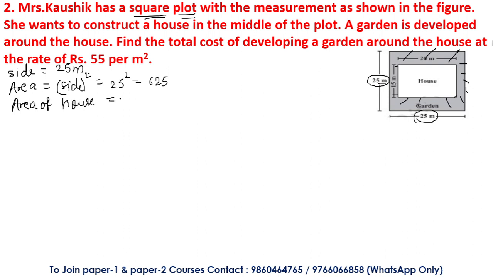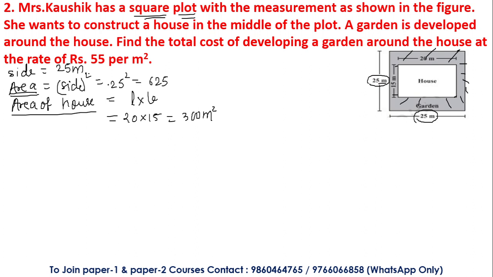So this is equal to, now the house is in the rectangular shape. So what is the area of a rectangle? Area of a rectangle is equal to length into breadth. So the area of the house will also be equal to length into breadth. We know the length is 20 meters and the breadth is 15 meters. This will give me 300 meter square as the area of the house.